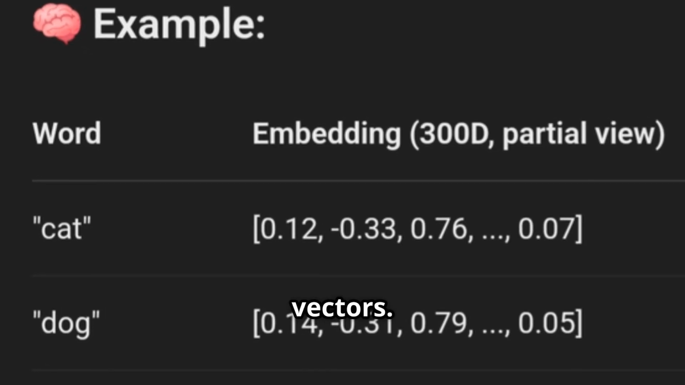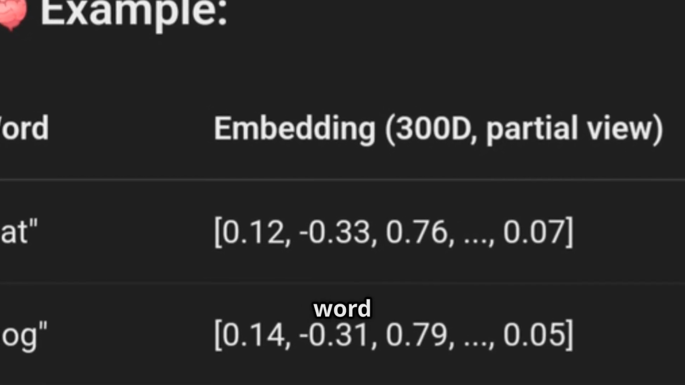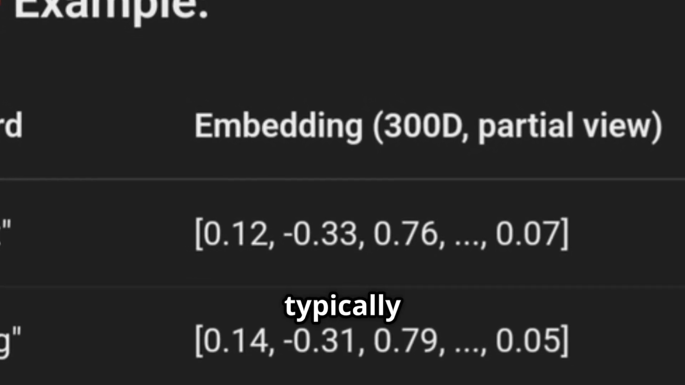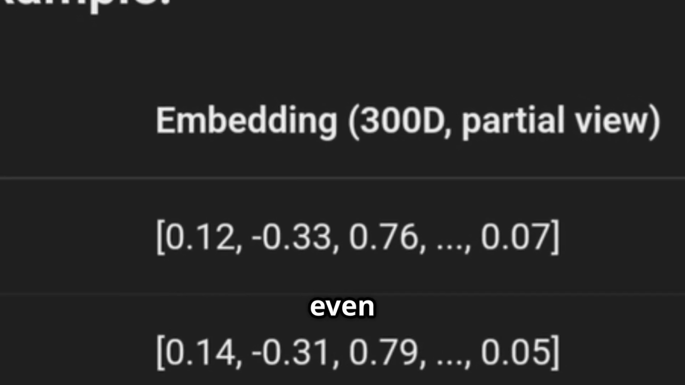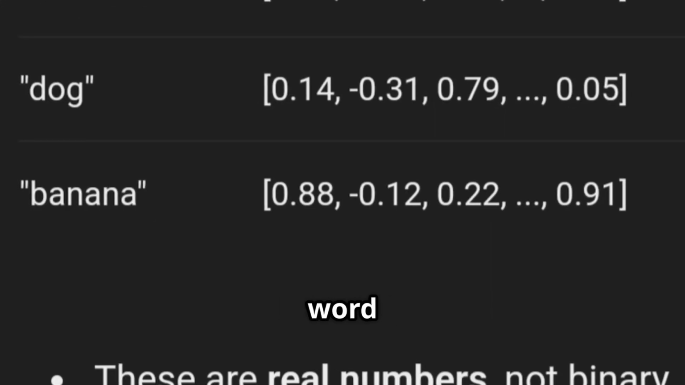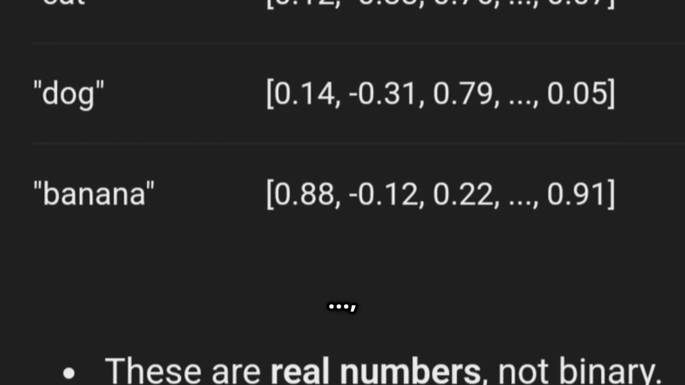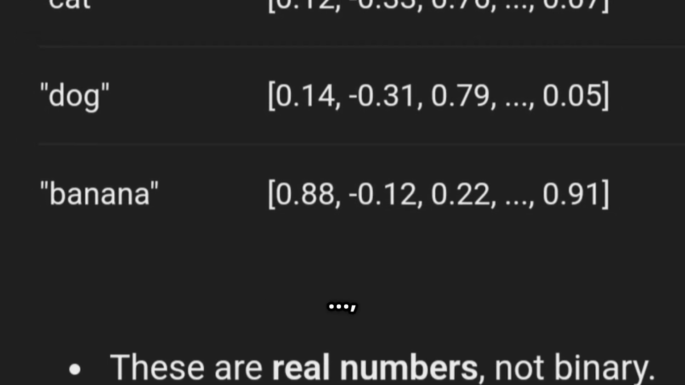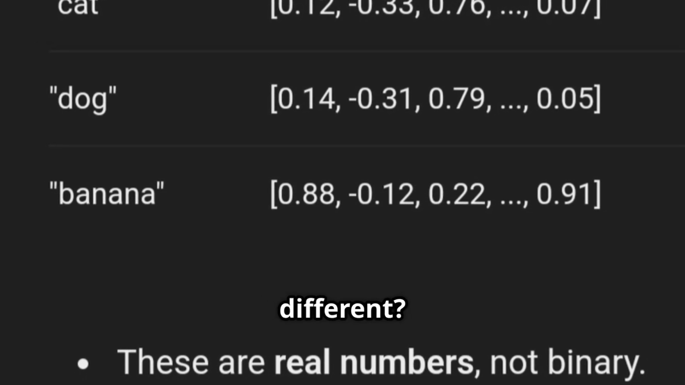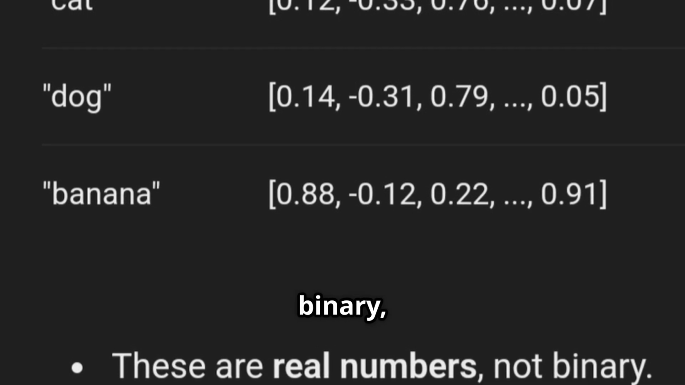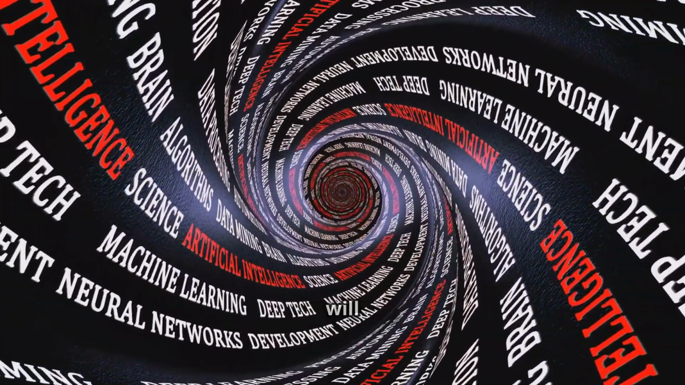Dense embedding vectors. Instead of using long, mostly zero vectors, embedding layers convert each word into a dense vector. These vectors typically have dimensions like 300, 512, 768, or even 2048. For instance, the word cat might be represented as 0.12, 0.33, 0.76, 0.07 and so on in a 300-dimensional embedding. Notice something different? These numbers are real, not binary, and they capture meaning. Cat and dog will have similar vectors, while banana will be quite different.